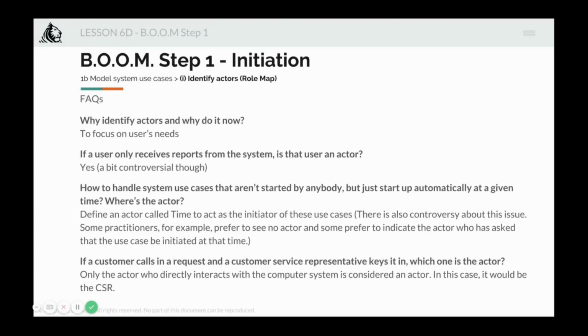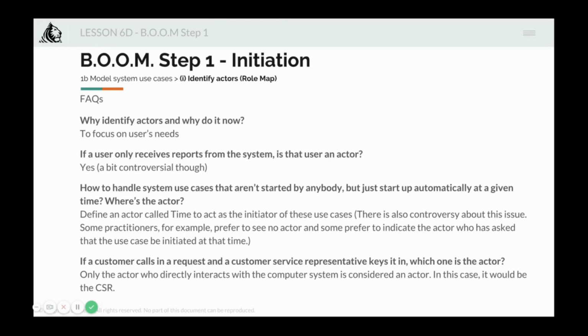Both are okay. How to handle system use cases that aren't started by anybody, but just start up automatically at a given time, or when a given condition is met and something happens? The way I treat this is simply to define an actor called Time to act as the initiator of these use cases, right? But then again, this is also a little controversial.